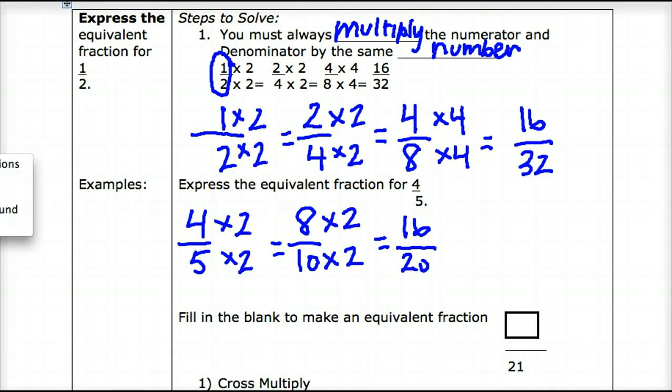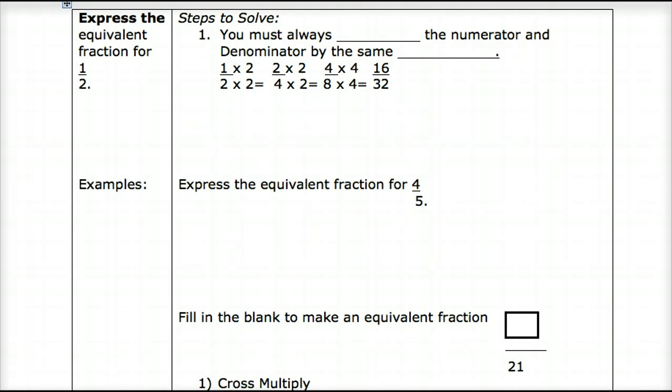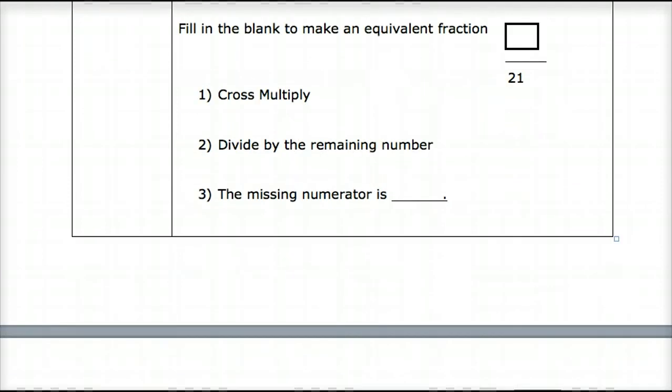Now, another way that you might see these problems written is with a missing number at the top. So let's talk about what you would do in that situation if you were to be given a problem with a missing number, such as this one. You are going to see that they want us to fill in the blank to make an equivalent fraction. So in order for that to happen, we know that we want to set something equal to 2/3, and we've got a missing number here, and we want to make it equal to something over 21.